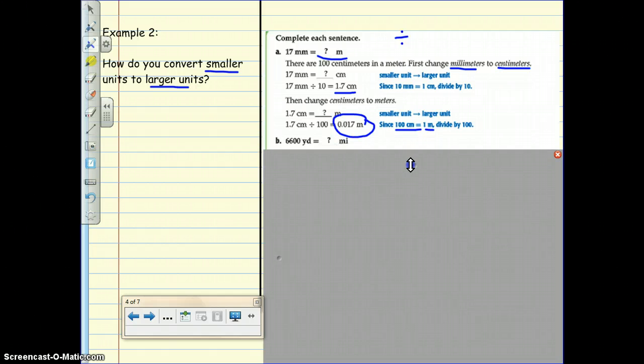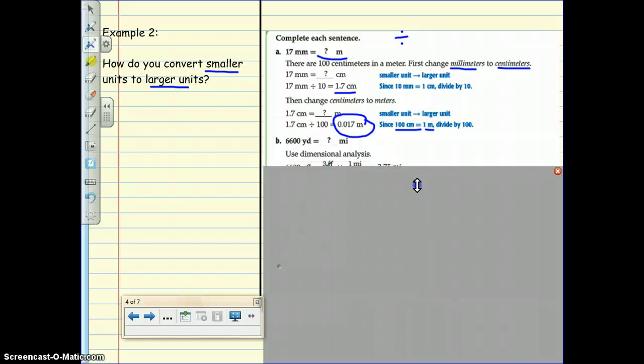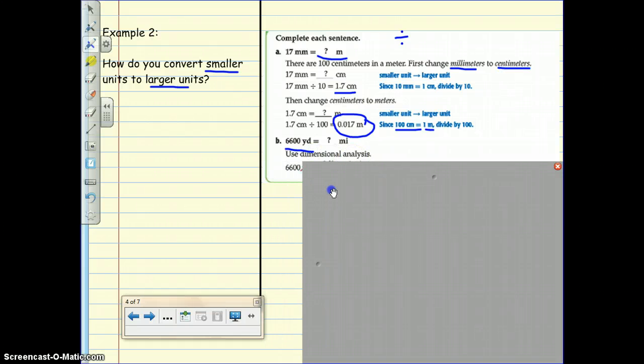And what about if we were going from yards to miles? Well, let's, with this example, try dimensional analysis. Remember, that's where you set up those ratios and multiply straight across. So we start with what we know. That's going to be the first thing you plug into your dimensional analysis situation. We know that we're starting with 6,600 yards. Then we have to ask ourselves, where are we headed?